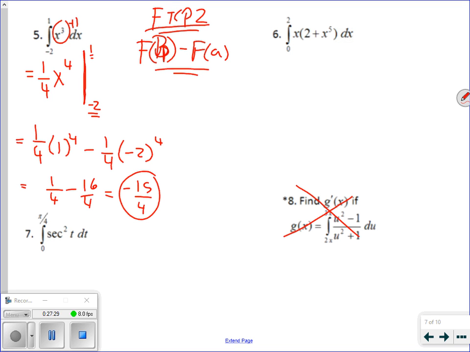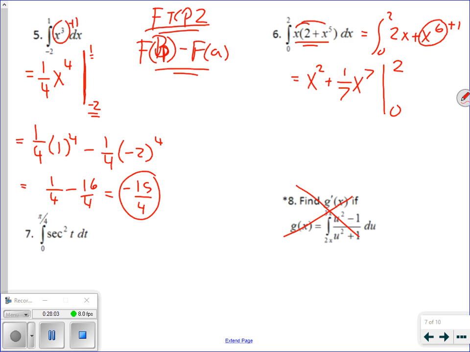Let's try this next one. The only integrals we know how to take right now are polynomials. So let's make sure we rewrite this as 2x plus x to the 6. Distributing that will make our lives easy. Now, the correct antiderivative of 2x is x squared. And the correct antiderivative of x to the 6 is, if I add a power and divide, 1/7 x to the 7th. And we're evaluating this from 0 to 2.